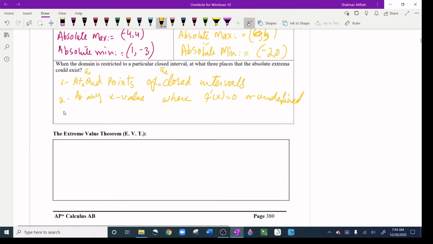So we can say that. The third one, we can also say, I think that's enough, or undefined, yes. The extreme value theorem. So what is the extreme value theorem?